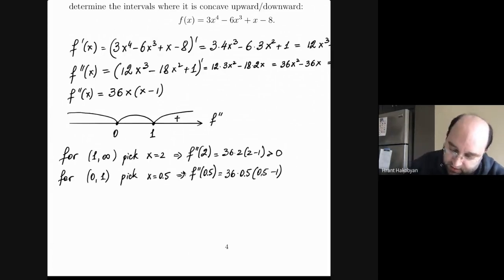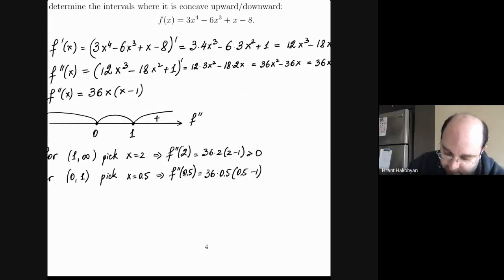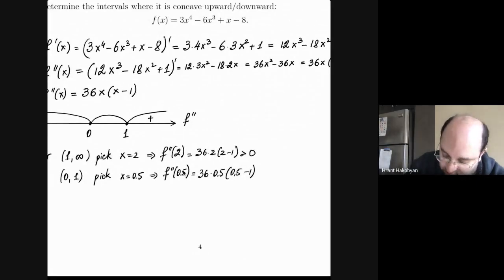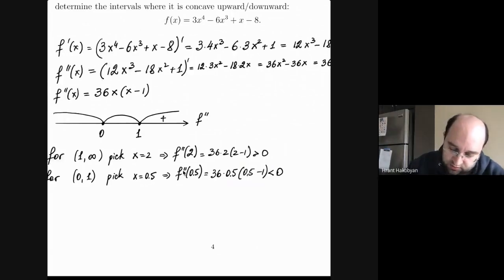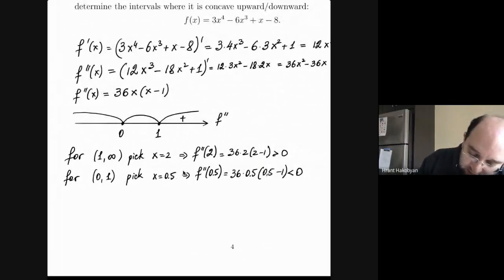Okay, now what do I have? I have this thing here that's positive, right? So everything depends on this, and that's a negative number. It's negative 0.5, so the whole thing is negative. So I can write that in this interval from 0 to 1, the second derivative is negative.